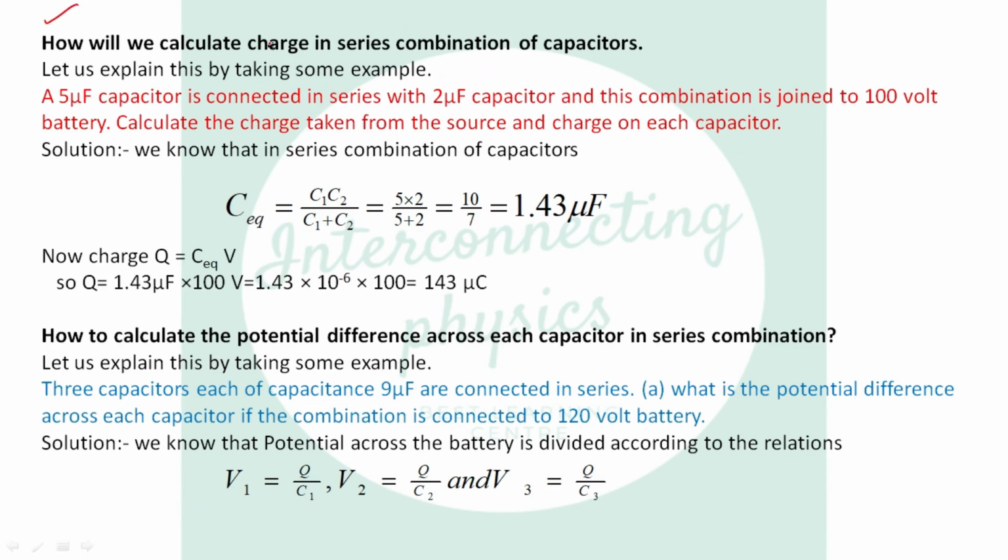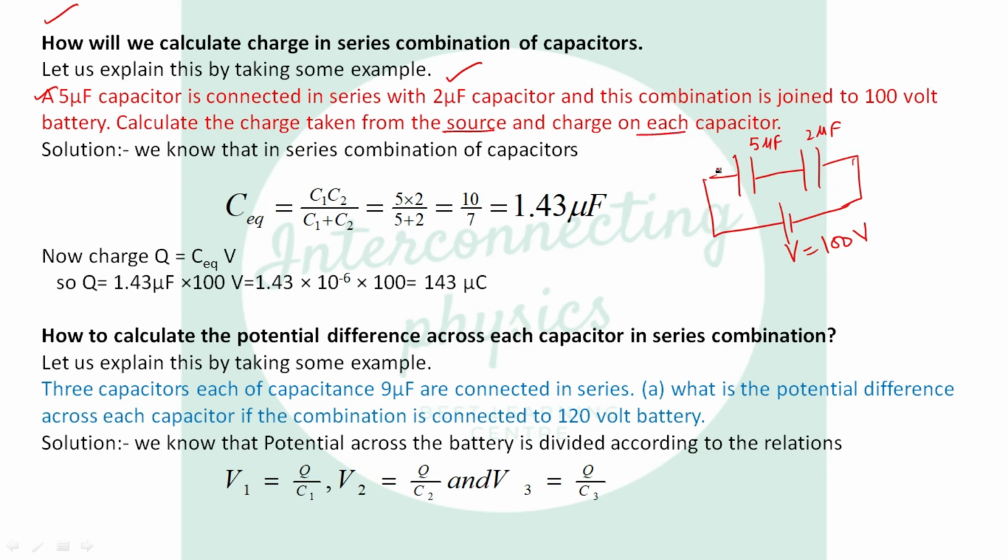How will we calculate the charge in the series combination of capacitors? Let us explain this by taking an example. Suppose a 5 microfarad capacitor is connected in series with a 2 microfarad capacitor, and this combination is joined to a 100 volt battery, so V is 100 volt. Calculate the charge from the source and the charge on each capacitor.